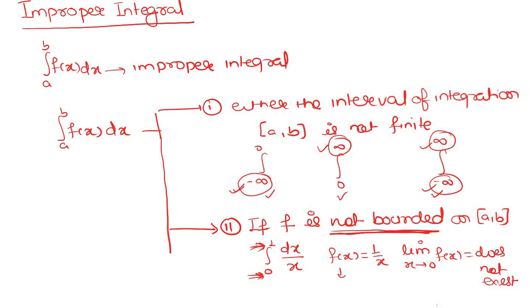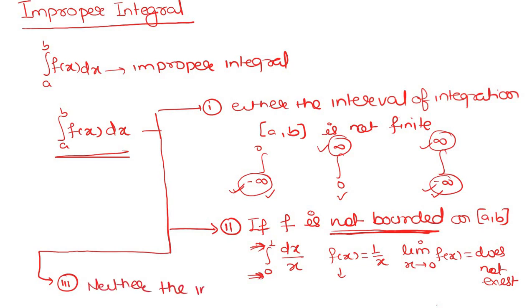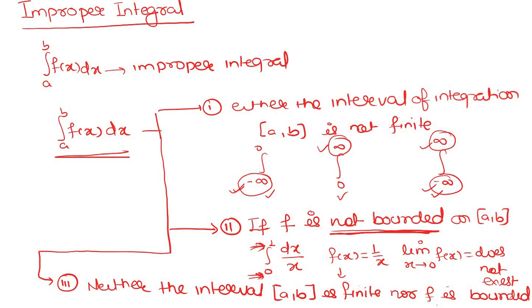If any of these two conditions is happening, then we can say that the integration is an improper integral. The third condition is the mixture of these two conditions. It means neither is the interval a to b finite, nor is f bounded. So these are the three conditions where we can say any integral is an improper integral.